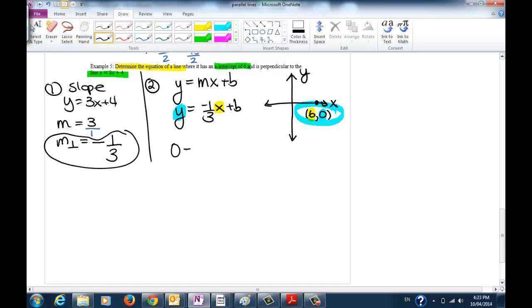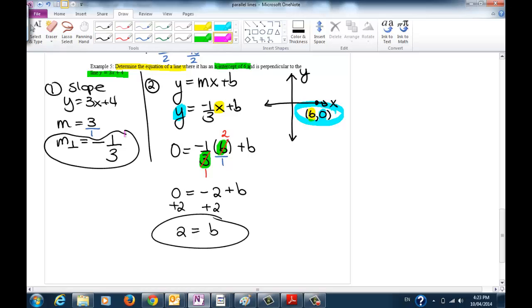So I end up with 0 equals negative 1/3 multiplied by 6 plus b. Remember, any number can be written over 1, and we like to do this because we're working with fractions. And notice that 3 and 6, I can reduce these. 3 divided by 3 is 1. 6 divided by 3 is 2. I'm left with 0 equals negative 2, divided by 1 multiplied by 1, which is 1, and I don't need to write that. So I just write plus b. I'm trying to solve for b, so I'm adding 2 to both sides. I get 2 equals b.